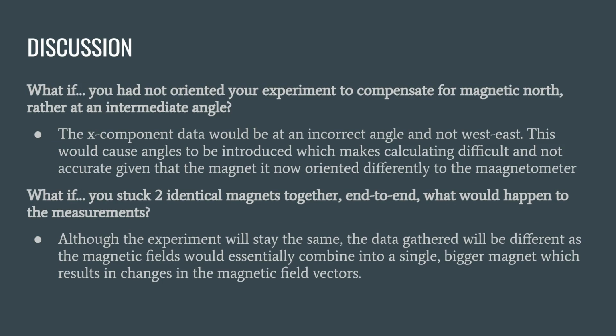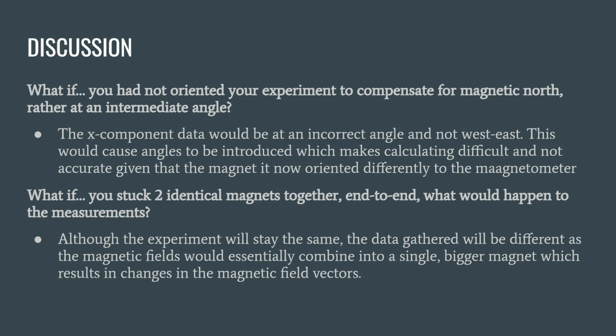What if you had not oriented the experiment to compensate for the magnetic north? Well, this wouldn't change much on a grander scale. However, in the mini experiment that we're dealing with here, it would make calculations much more difficult, as we would have to introduce angles. Also, if we were not moving the magnet at all with our angled experiment, this would make the magnetometer readings much more inaccurate.